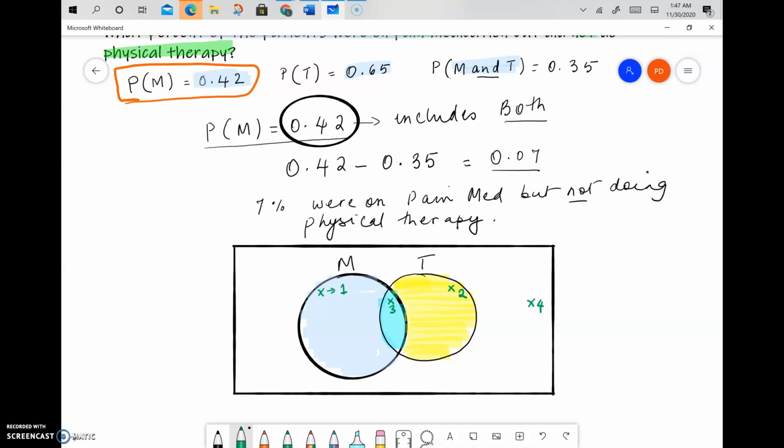So the number 0.35 fits into the middle because it's the overlap of patients doing both pain medication and therapy. The number that fits into region 1 would be only pain medication. So that would be the percentage of patients doing pain medication minus the percent of the patients doing both. And that would be 0.07.